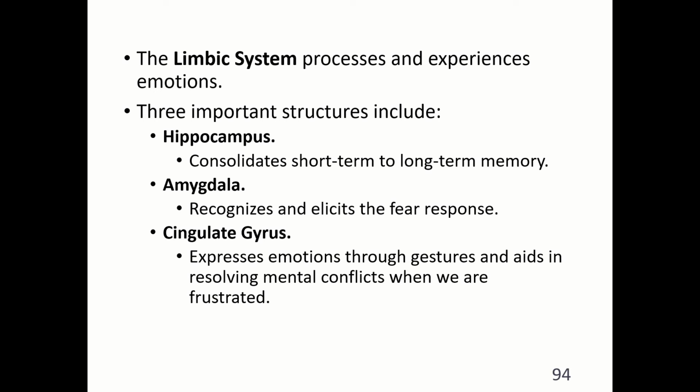The limbic system processes and experiences emotions. Three important structures include the hippocampus, the amygdala, and the cingulate gyrus. The hippocampus consolidates short-term to long-term memory. The amygdala recognizes and elicits the fear response, and the cingulate gyrus expresses emotions through gestures and aids in resolving mental conflicts when we are frustrated.